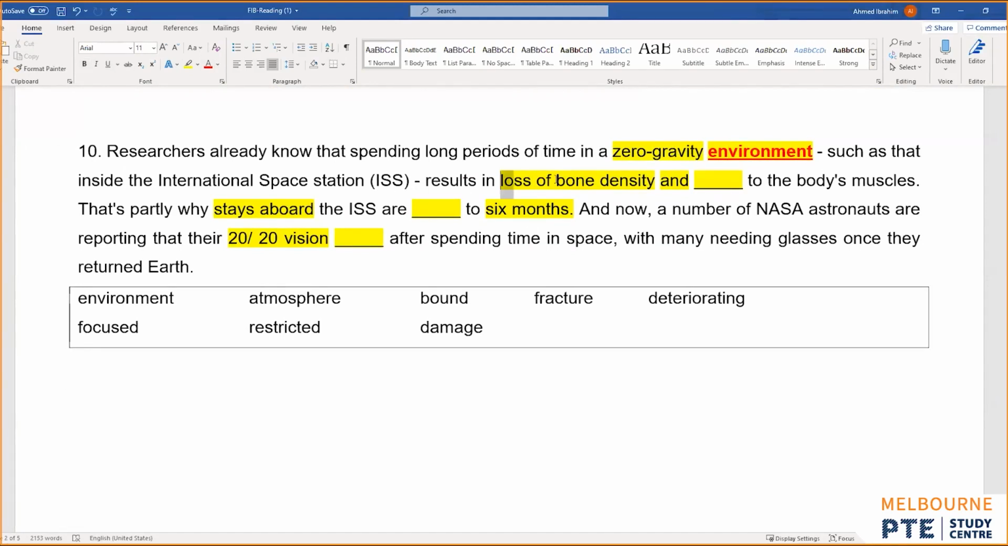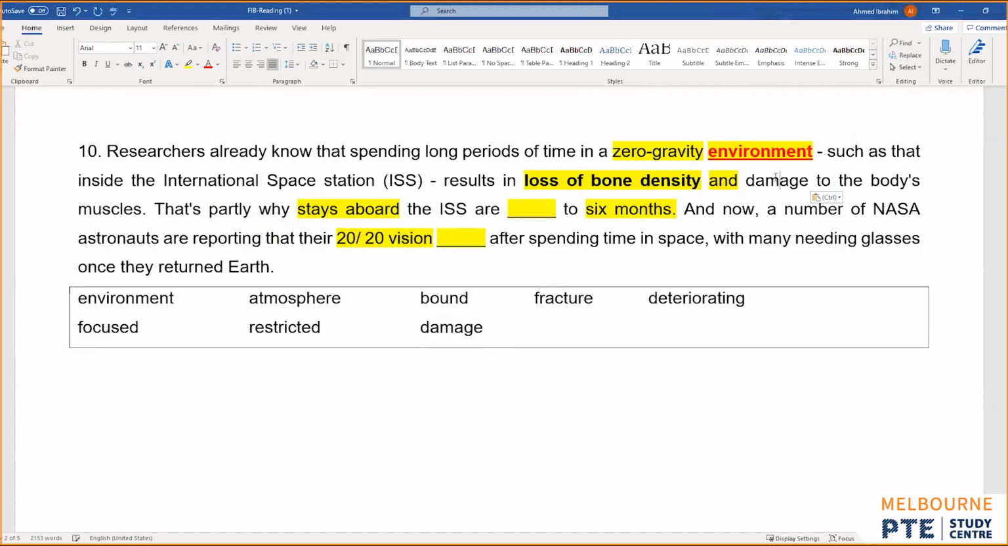Okay, now the next one, results in loss of bone density and damage to the body's muscles. Good. Okay, that would be damage. Now, next one. That's partly why stays aboard, stays as in the time period they are staying aboard, as in on International Space Station, are dashed to 6 months. What do you think will come here?